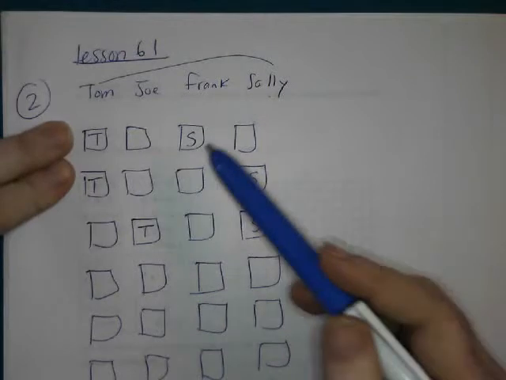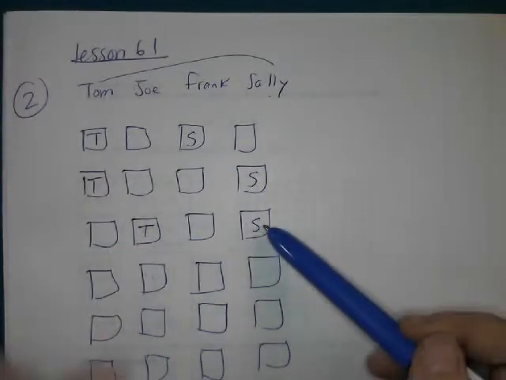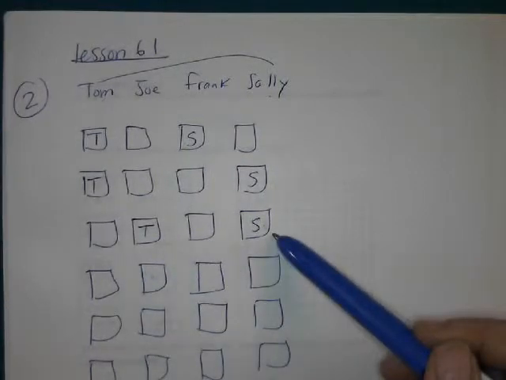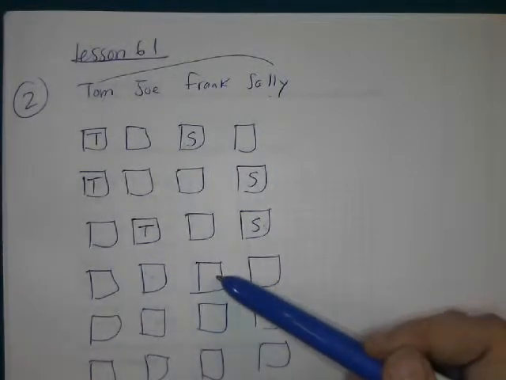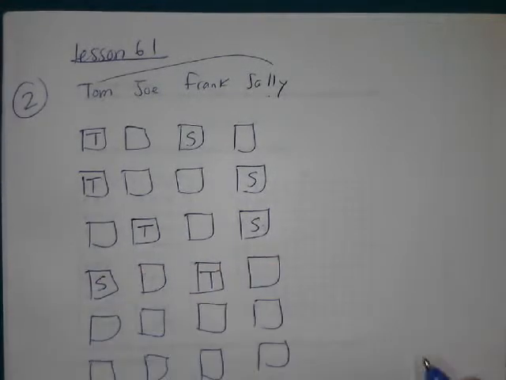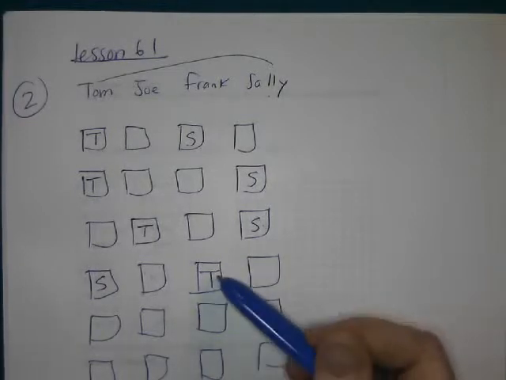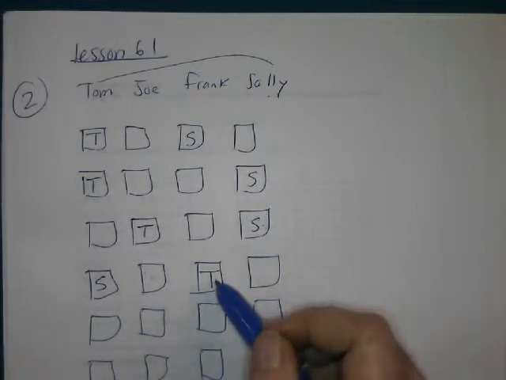Okay, so if Tom sits in the first position, Sally could be there or there. Second position, Sally can only be there, otherwise she'll be next to Tom. If Tom sits here, then Sally can sit here. And there's no other place Sally can sit, so if he's there, there's no other place he can go.